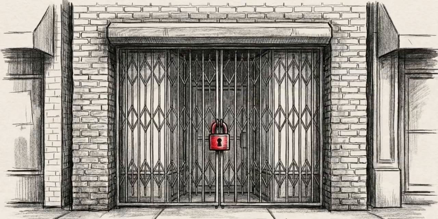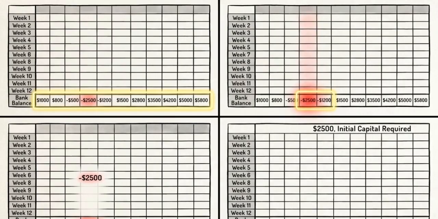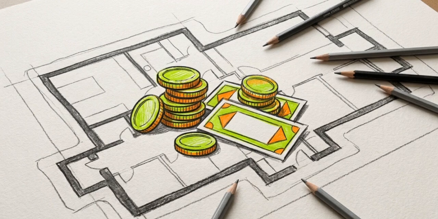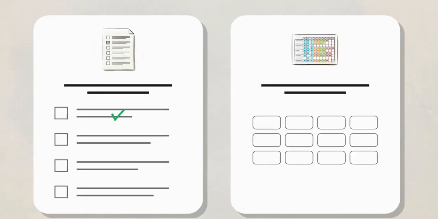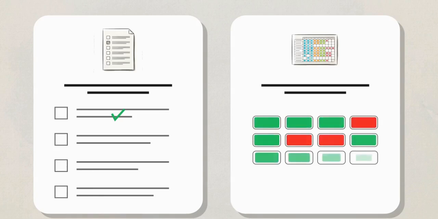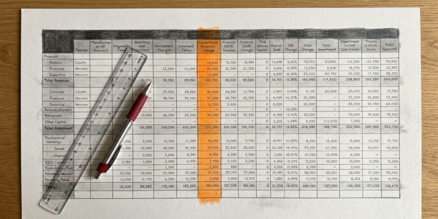Scan your bank balance row for the lowest negative number. Copy that exact dollar amount to the very top of your document and label it Initial Capital Required. Isolating this negative figure provides data-backed proof of the minimum funding you need to bridge your payment gaps and scale securely. Step back and look at your completed framework. You now have a strict market validation checklist alongside a fully mapped, color-coded financial tracker. By structuring the data this way, you have successfully converted the abstract fear of business failure into a controllable mathematical system.